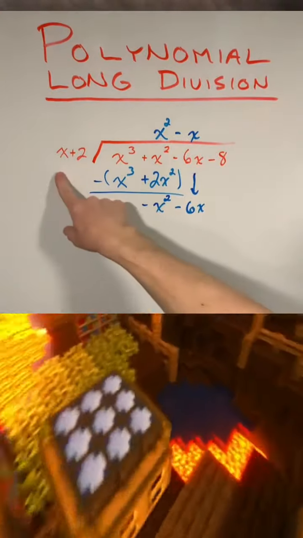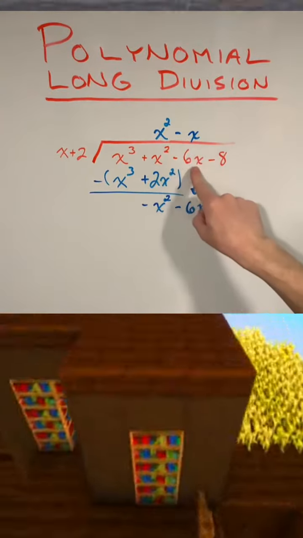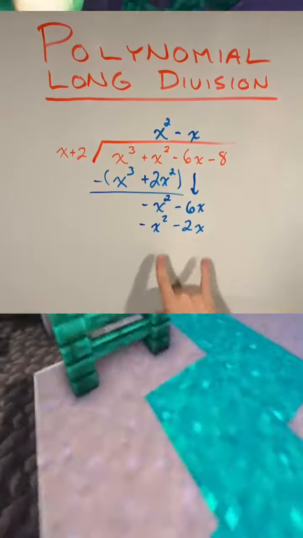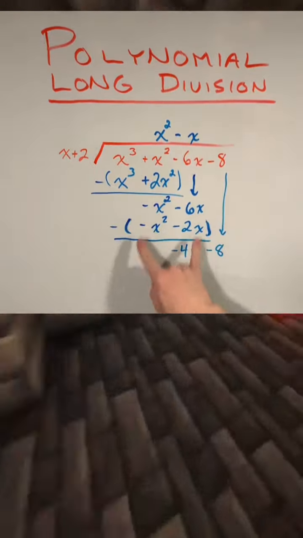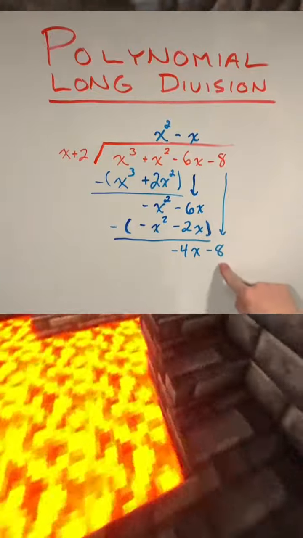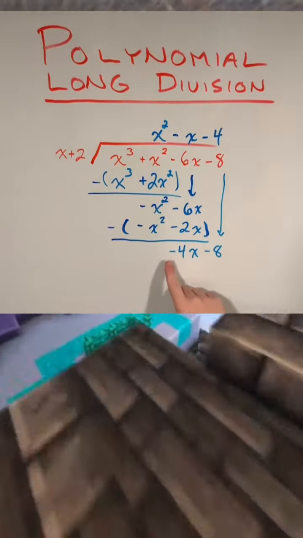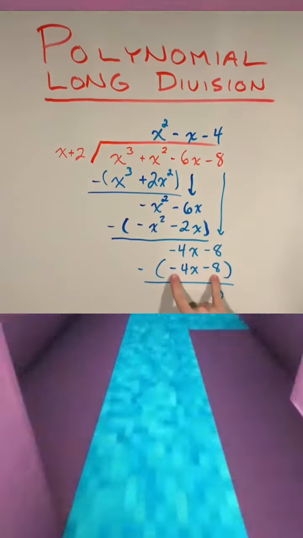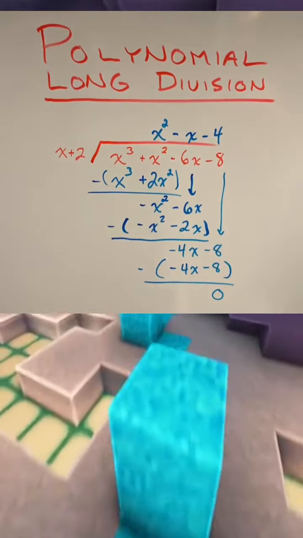Negative x squared divided by x is negative x, so I place that over the x term in the dividend. I can multiply that negative x by each of these terms to produce this expression here. I can subtract straight down to get negative 4x and bring that negative 8 down, and repeat the process to see that negative 4x divided by x is negative 4. Multiplying negative 4 by each of these will result in this, and subtract to get a remainder of 0.